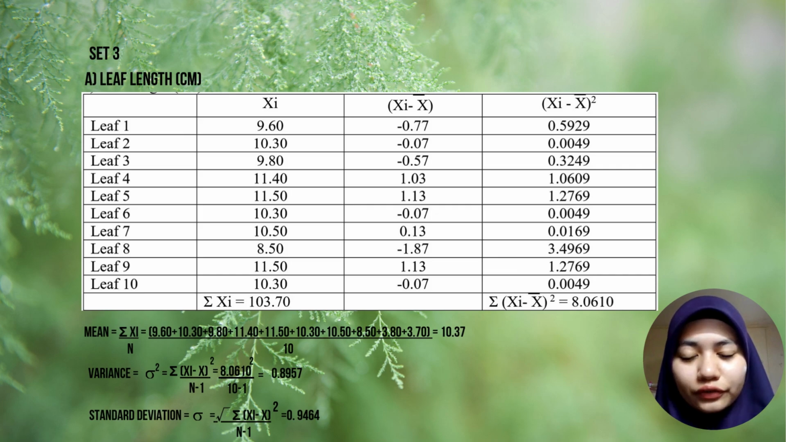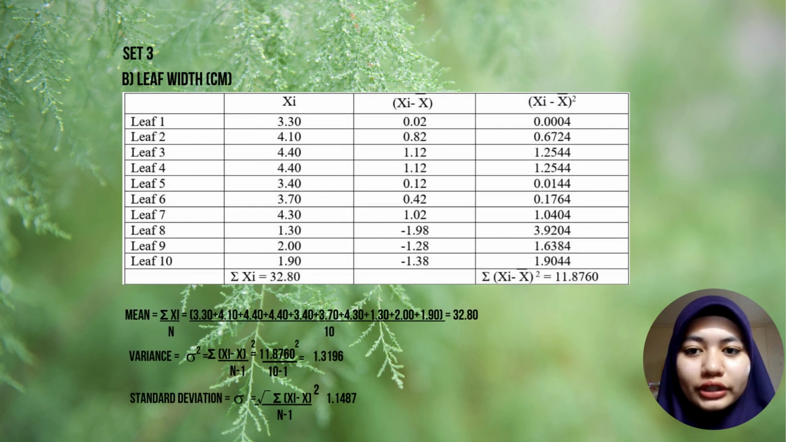Last but not least, for set 3, the leaf length, the mean is 10.37, the variance is 0.8957, and the standard deviation is 0.9464. For the leaf width, the mean is 32.80, the variance is 1.3196, and the standard deviation is 1.1487.